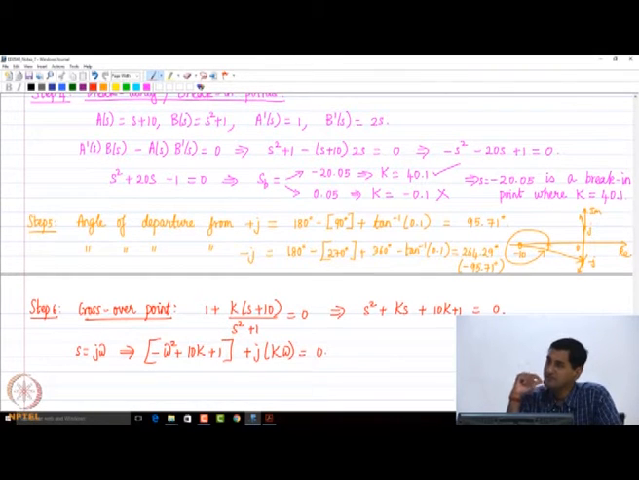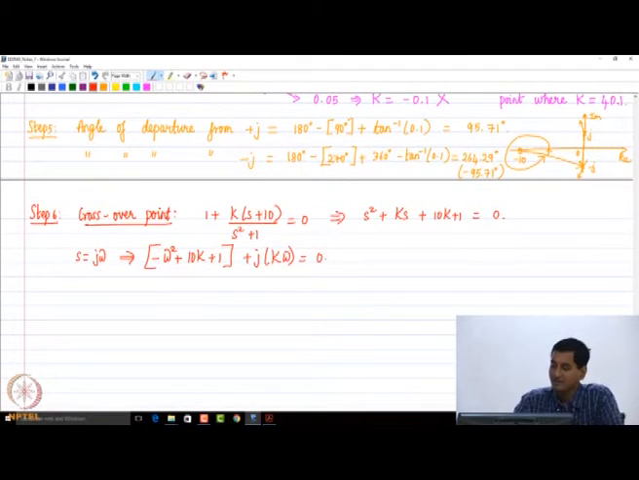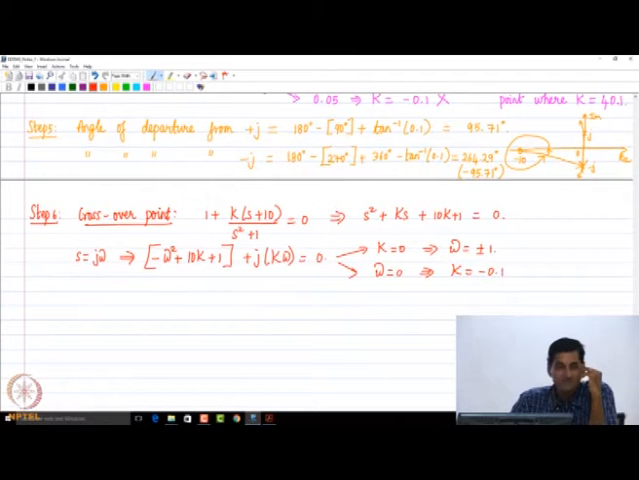See, k omega equals 0 means k can be 0 or omega can be 0, or both can be 0. This will give me two cases. If k is 0, from the real part I will get omega to be plus or minus 1. So plus or minus j is anyway the open loop pole, which is where I start when k is 0. Now omega equals 0 implies k is going to be equal to minus 0.1, which is not under consideration, because we are not considering k to be negative. So anyway these are the open loop poles, plus or minus j.